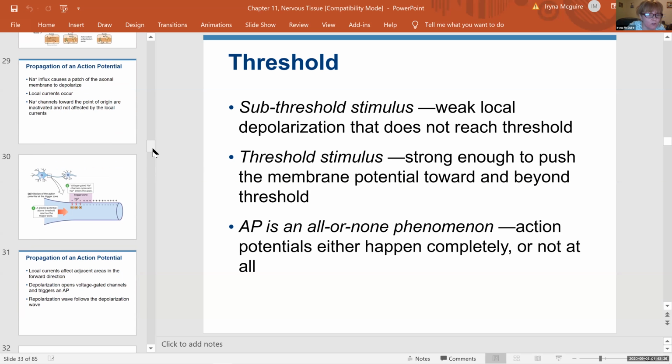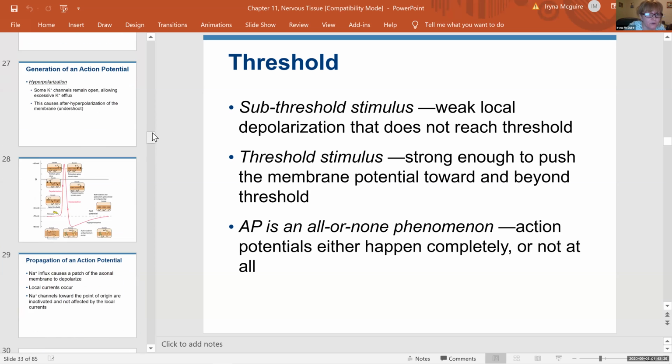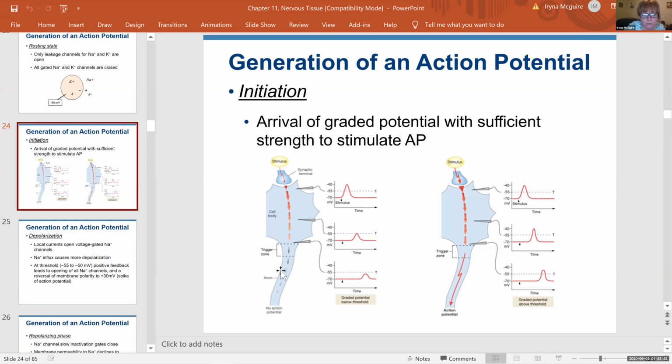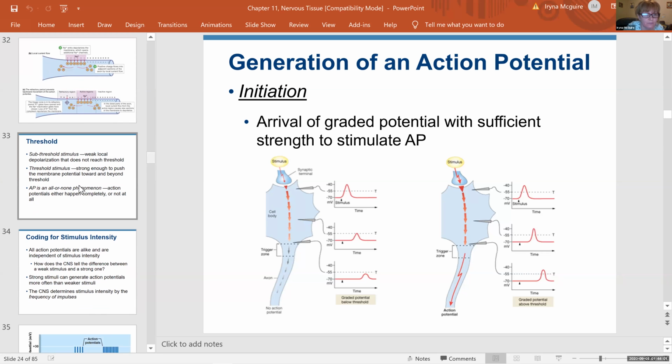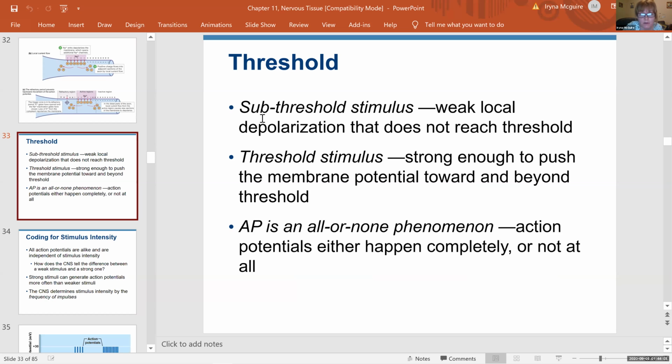Very quick recall. For us to generate action potential for other neurons, we need first to generate graded potential in dendrites and somas. And if stimulus is strong enough, then we have action potential, right here. If stimulus is not strong enough, no action potential. That's why we have different types of stimuli, right? We either have sub-threshold stimulus, those are weak, and it will not cause action potential, or threshold stimulus that is strong and it will cause action potential.